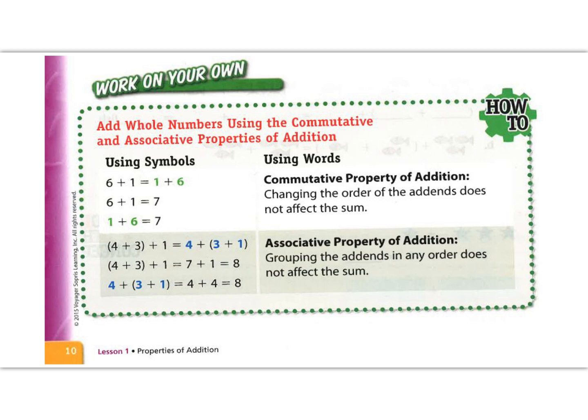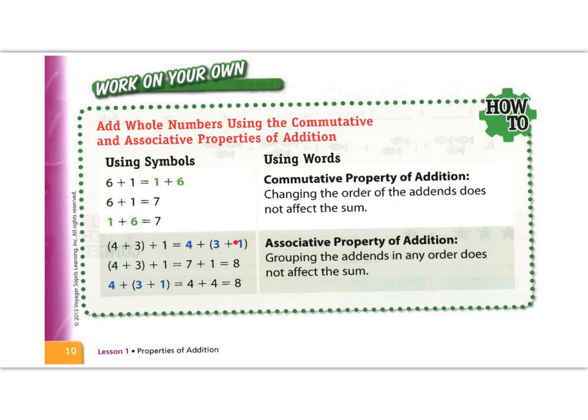Okay, so let's read through this together. Add whole numbers using the commutative and associative properties of addition. So using symbols, 6 plus 1 equals 1 plus 6, because 6 plus 1 is 7, and 1 plus 6 equals 7. They're the same thing. So the commutative property of addition: changing the order of the addends does not affect the sum. It still is the same.